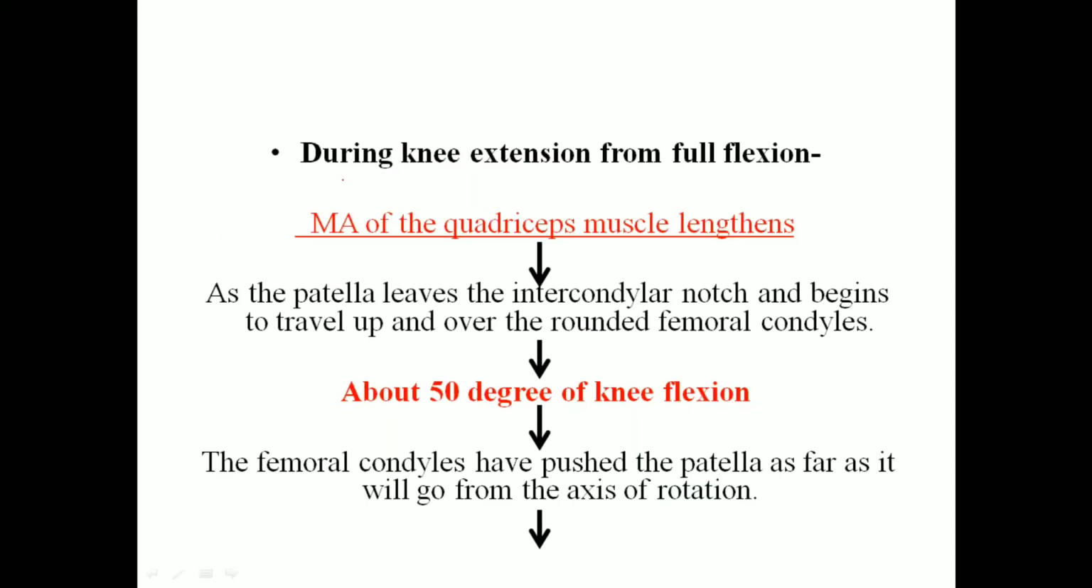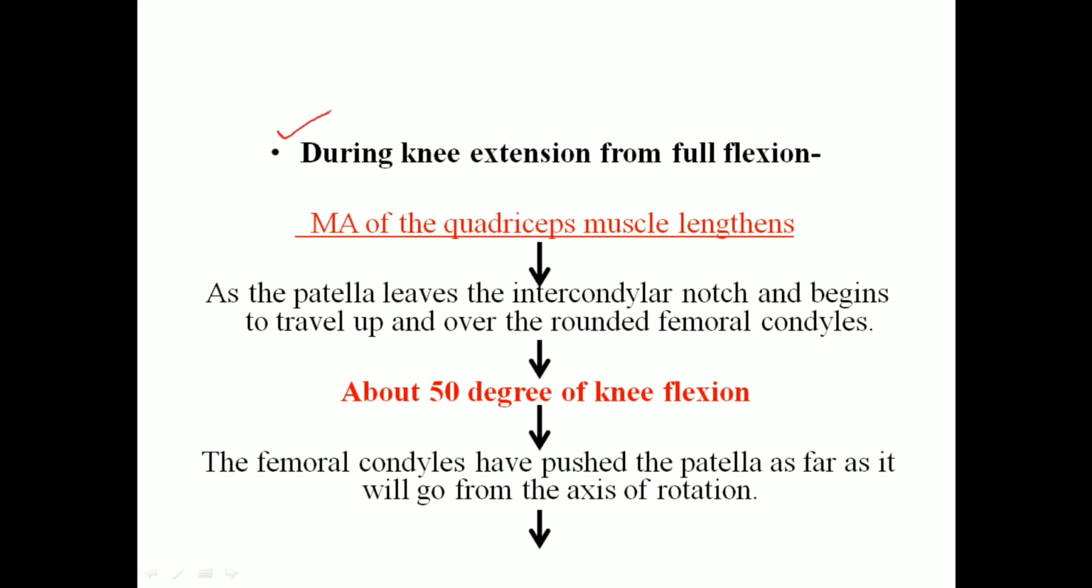Now, during knee extension, we have discussed two things. First was during early flexion: the patella was increasing the pull of the quadriceps. Then in full flexion, what was happening? The patella was not working as an anatomical pulley. At that time the femoral condyles were working as an anatomical pulley to generate the torque.